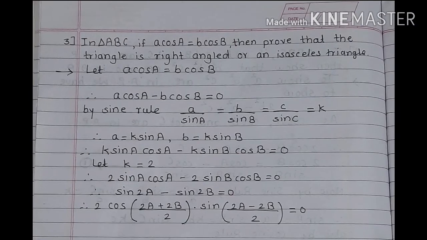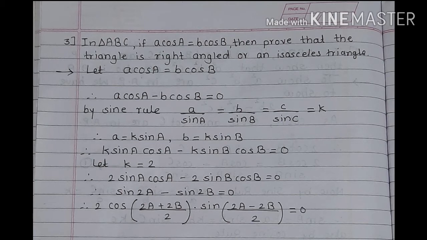In the third example, in triangle ABC, if small a cos A is equal to small b cos B, then we have to prove that the triangle is a right angle triangle or an isosceles triangle. So what have we been given? Small a cos A is equal to b cos B. We are going to take the right hand side to the left hand side, so it becomes a cos A minus b cos B is equal to 0.